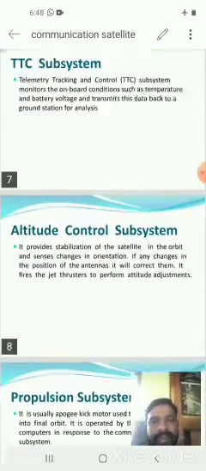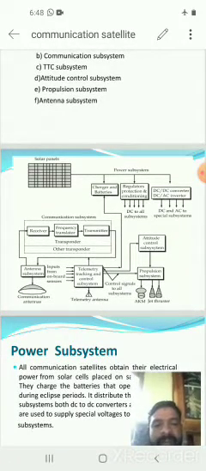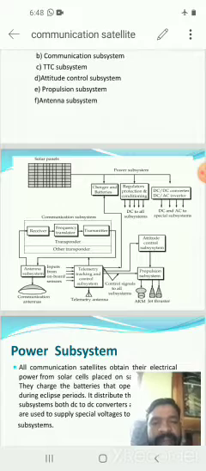So this is the block diagram explanation of a communication satellite. It mainly consists of the power supply subsystem, which provides power energy to the satellite, and also supplies the total energy to the satellite by using solar panels.